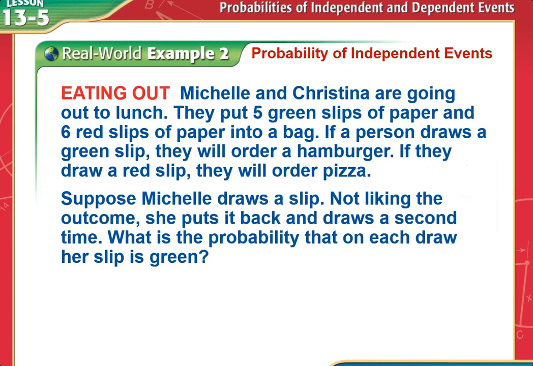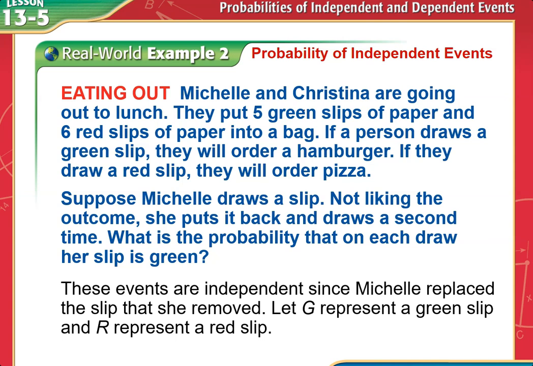Eating out. Michelle and Christina are going out to lunch. They put 5 green slips of paper and 6 red slips of paper into a bag. If a person draws a green slip, they will order a hamburger. If they draw a red slip, they order pizza. Suppose Michelle draws a slip. Not liking the outcome, she puts it back and draws a second time. What's the probability that on each draw her slip is green? Since she put the slip back in, these are independent events.